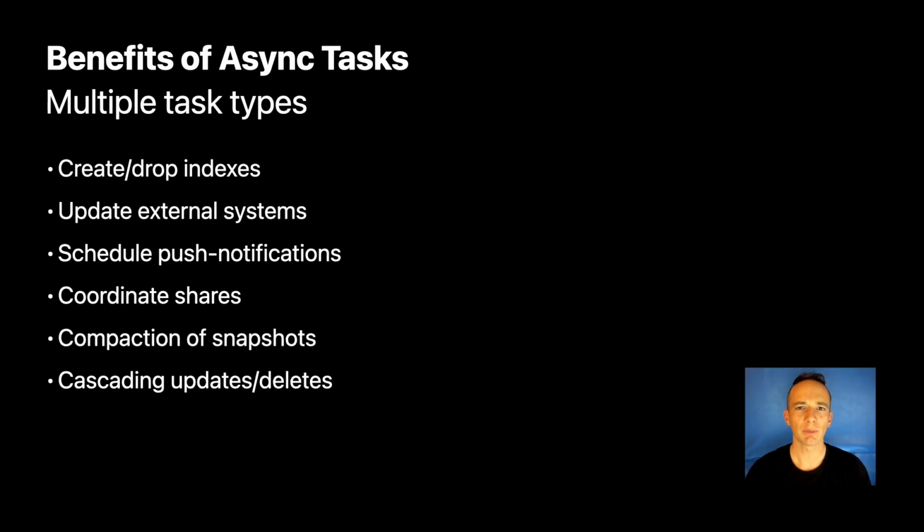CloudKit enqueues multiple types of tasks. Some tasks might have relatively long processing duration, such as building indexes or cascading database updates. Other tasks might be relatively short, but require communication with other services. For example, push notifications require interaction with Apple's push notification service.